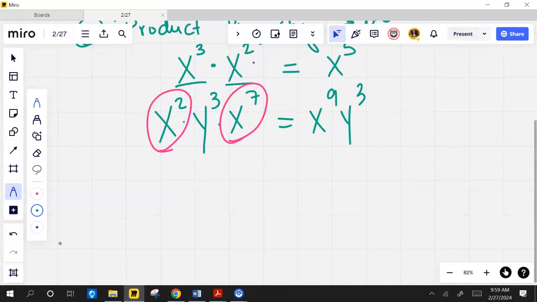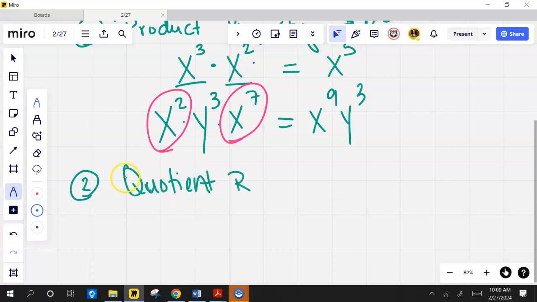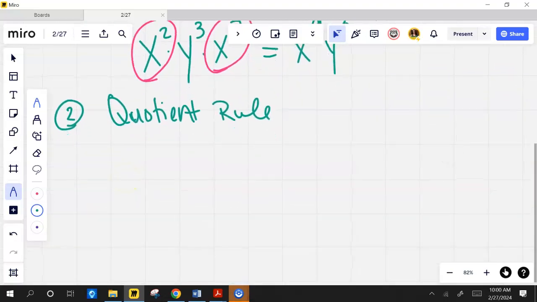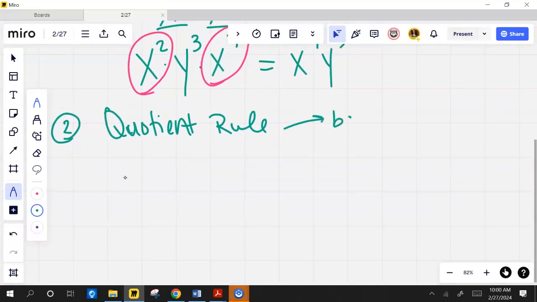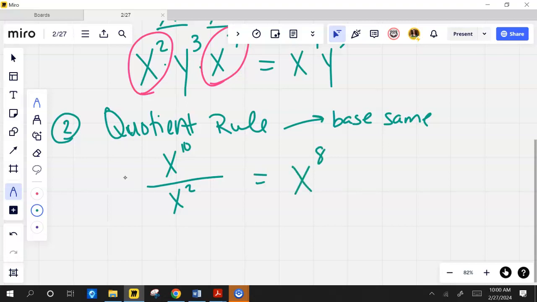Property number 2. If that's the product rule, then let's do the quotient rule. Quotient does mean divide. Same rule though, the base has to be the same for this to work. If I divide, let's say x to the 10th over x to the 2nd, what do I do with those exponents? Subtract them. 10 minus 2 is 8.